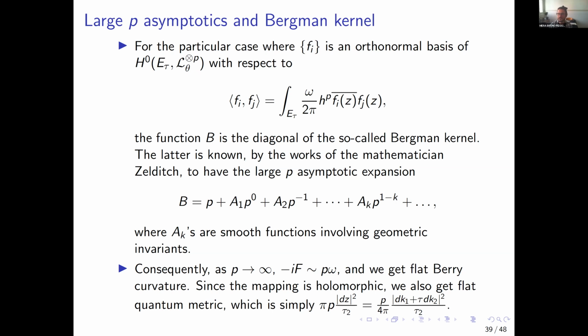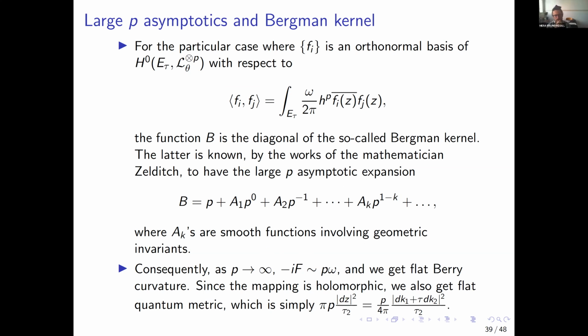Yeah, exactly. So another question is, when you mentioned Bergman kernel and you mentioned the large P asymptotics of this Bergman kernel, is there any exact statement at finite P? Do you have more comment about the Bergman kernel? As far as I know, it is about the overcompleteness of the holomorphic basis.